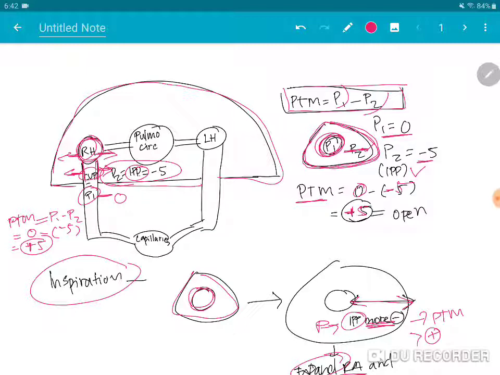So what does that mean? The pressure here actually will go down. So that's why the volume here will be more. The volume here, I mean the blood flow here, will be increased. So venous return is increased. Okay.